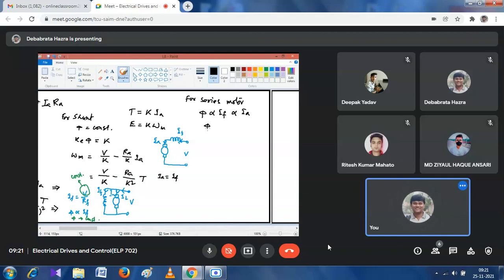And for series motor, the phi is replaced by this equation. So we can write it T equals KE KF IA square. With this we can write like that.